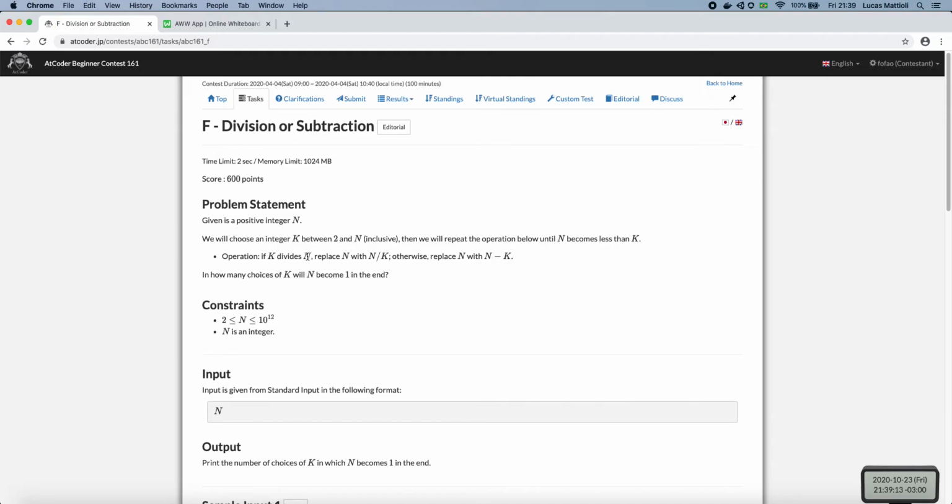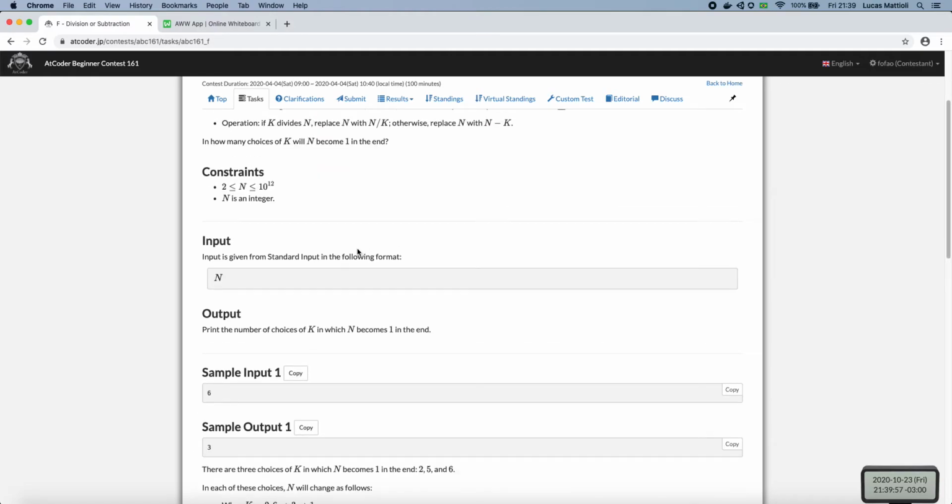So every time we replace n, we check whether k divides n. If so, we divide n by k. Otherwise, we replace n with n minus k. So we'll keep doing that until n becomes less than k. And the problem asks us to tell for how many choices of k n will become 1 in the end. So after we do these operations and eventually n becomes less than k, how many of those k's will make the final value be 1?